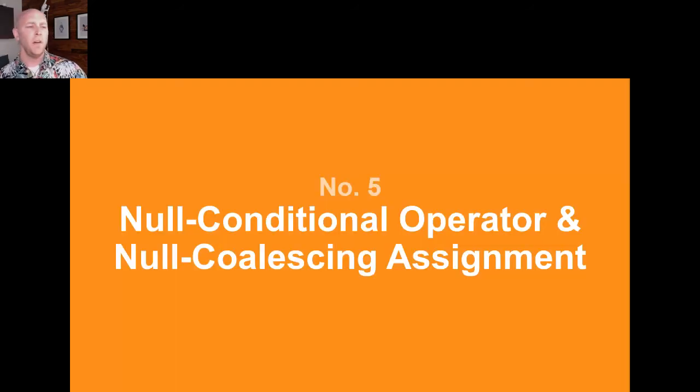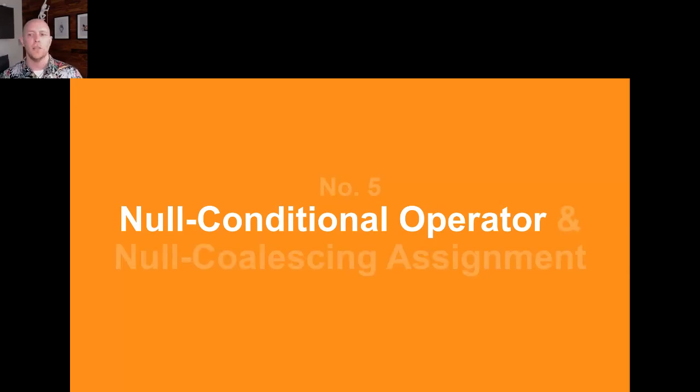Okay, at number 5, we have null conditional operator and null coalescing assignment. And these are two features. I put them together and made them into one, even though they're two separate features, but they still work with null. And so I'm actually giving you 11 features, but don't listen to that. I'm giving you these as one. So it's going to be 10, but I'll just leave it at that. But we're going to start off with null conditional operator.